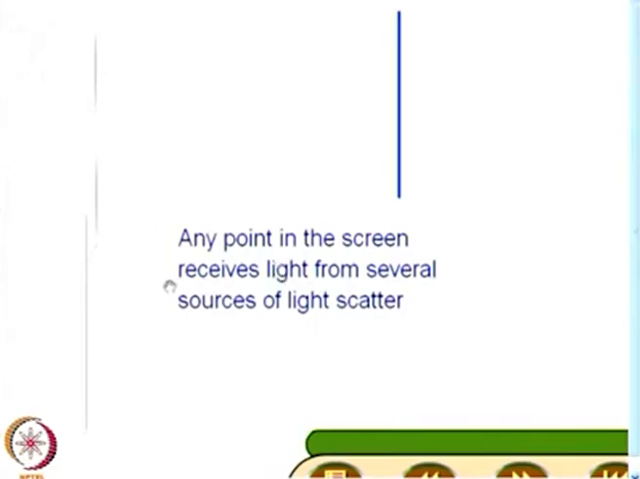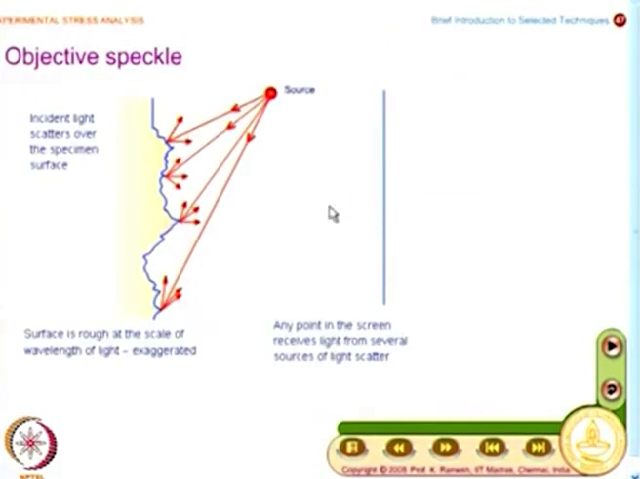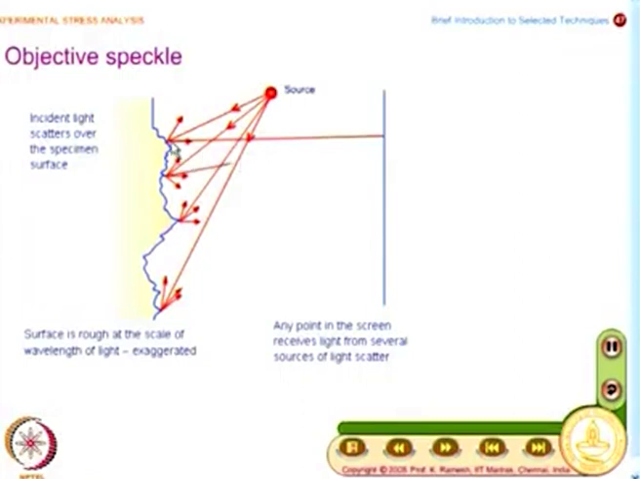I am looking at objective speckle, and one of the key points here is that any point in the screen receives light from several sources of light scatter, and you see that in the animation. I am looking at a point like this here. I have a ray coming from this scatter, another ray from this scatter, another ray from this scatter, another from this scatter. And it so happens I have selected a point where these rays interfere constructively, and I see this as a bright spot.